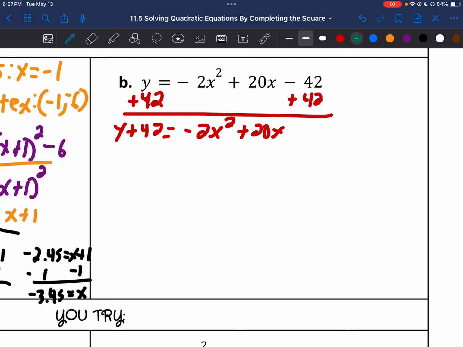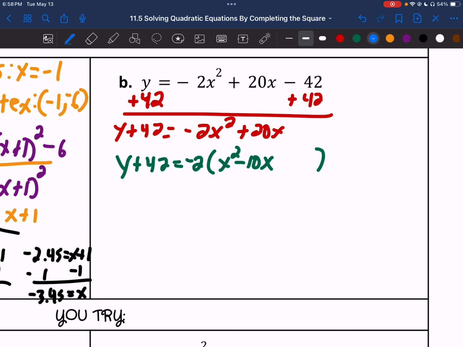Now, we need to get rid of that a term. But I don't want to divide it because then that gets messy on the left side with the y plus 42, and we got to divide it by 2. How about we look at it knowing some of the rules we've worked with of what if we were to take out a greatest common factor here? We take out a GCF on the right. So now we have y plus 42 is equal to negative 2 times x squared minus 10x. Oh, this is a possibility now.